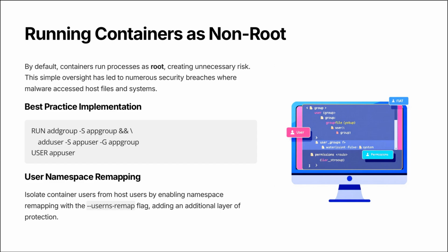The code snippet provided shows how you can achieve this. The run command is used to add a new group, app group in this case, and also a new user, a user, who is a member of this group. Then, the user instruction is used to specify that the container should run as this non-root user, a user.